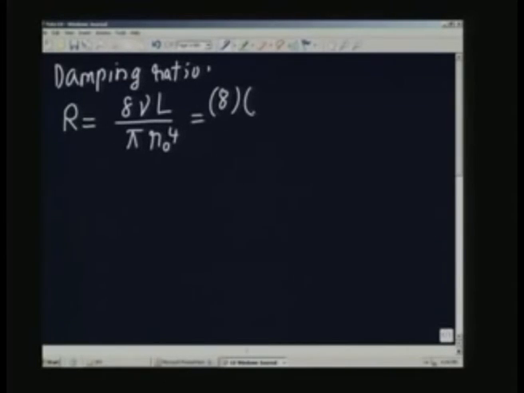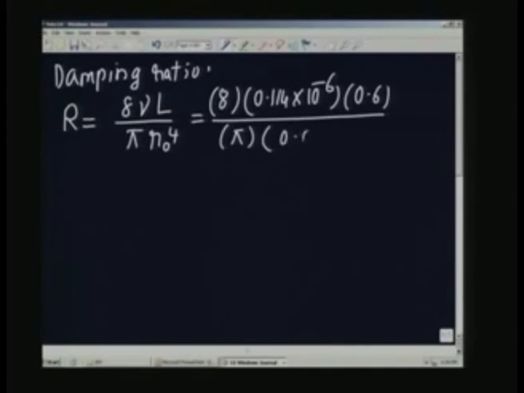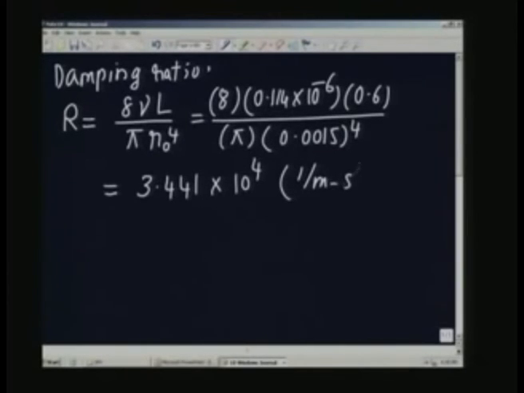8 into nu, which is 0.114 into 10 to the power of minus 6, length is 0.6 meters, divided by pi into 0.0015 whole to the power of 4. This is given by 3.441 into 10 to the power of 4, units is 1 over meter second. You can figure out the units, 1 over meter second.